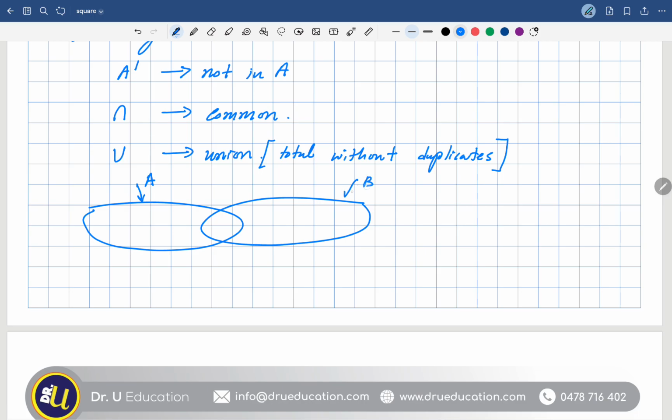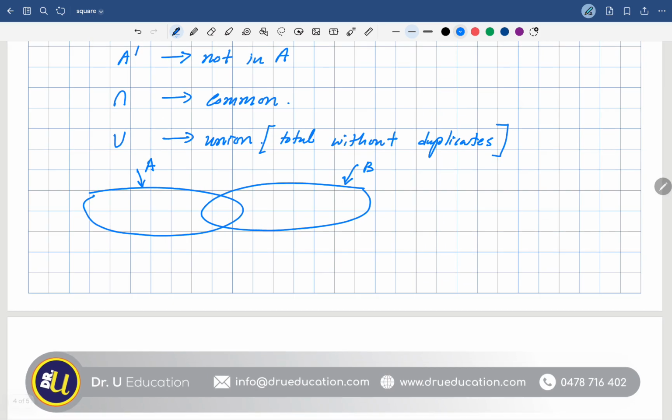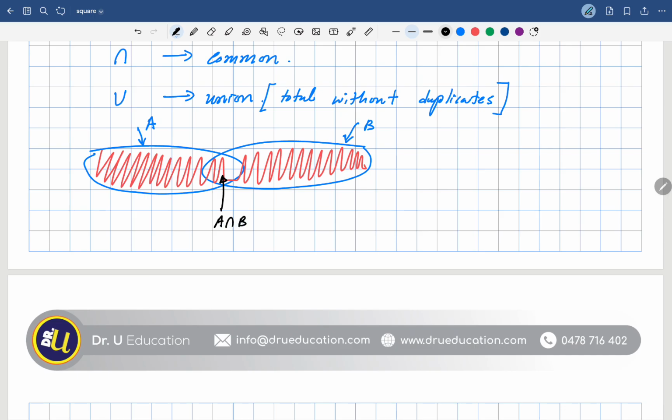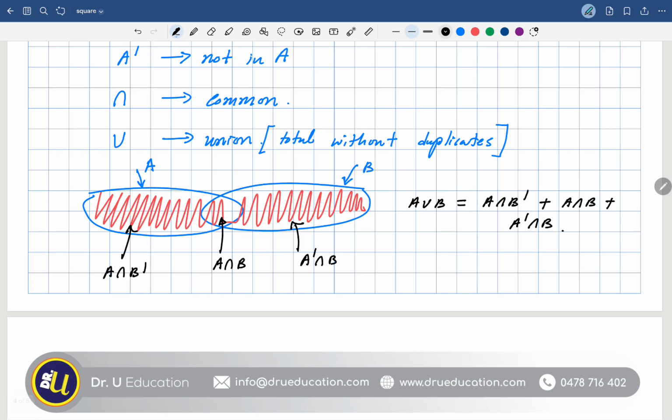Suppose this set is A, the other set is B. Then A union B means A including B. So all of these things, that's A union B. Before, we understood that this part is A intersection B, this part is A intersection B prime, and this part is A prime intersection B. Now the shaded part is A union B. So logically, A union B is nothing but A intersection B prime, plus the middle island A intersection B, plus A prime intersection B. So you can have this relation intuitively if you want to understand how this union works.